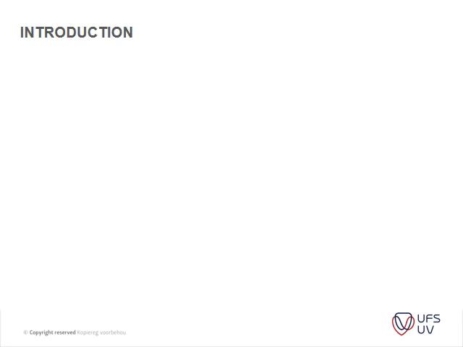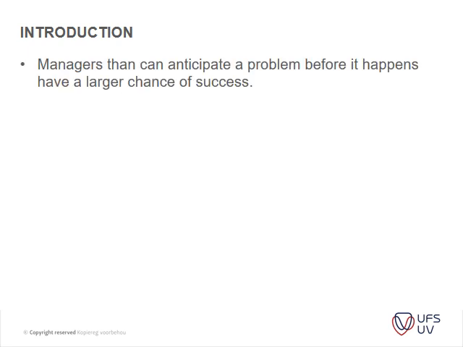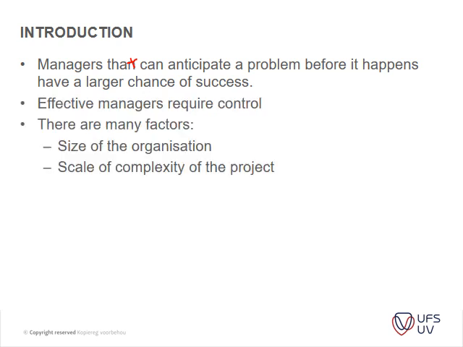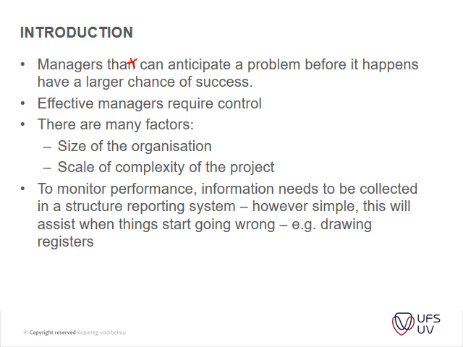Just again, the introduction just highlights managers that can anticipate a problem before it happens have a larger chance of success. So please just change that to a T. Managers that can anticipate problems before they happen have a better chance of success. Effective managers require control. Okay, there are many factors that influence the success: size of the organization, scale of complexity of the project, and all of these influence the way that you need to manage your project.